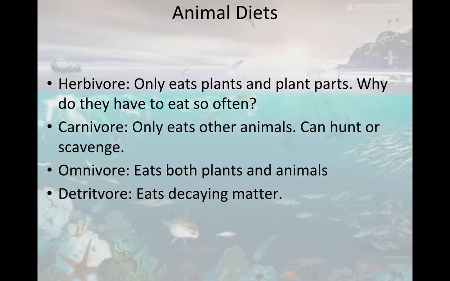Then we have carnivores, and these guys eat only other animals. And they either hunt them and eat them fresh, or they're scavengers, and they come in afterwards once it's dead, and they pick at what's already there. Omnivores, like us, we eat both plants and animals.